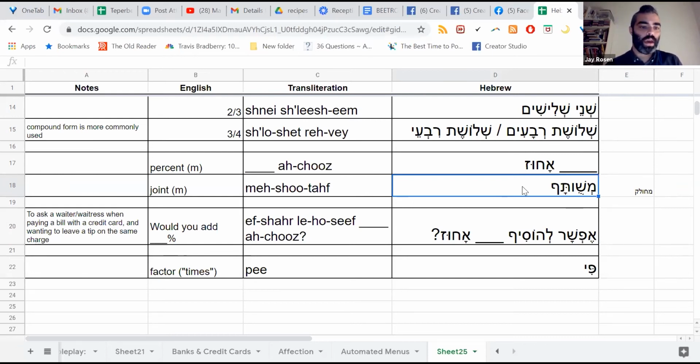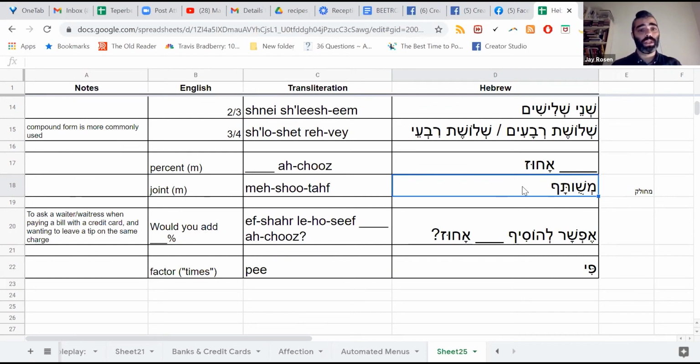So if you wanted to say, cheshbon meshutaf is a joint bill, meaning a group of people are paying a bill, right? But it doesn't say anything about, by the way, who's paying what. It's just that everyone's name is on it. Cheshbon mechulak, a divided bill or split bill, also gives the same impression, right? That it's being split. It's not necessarily that it's being shared, but certainly the cost is being split.